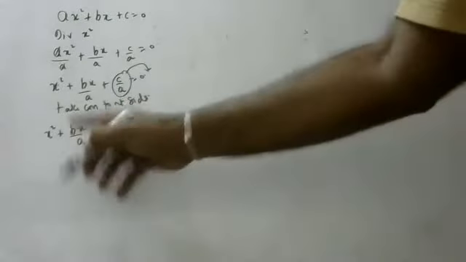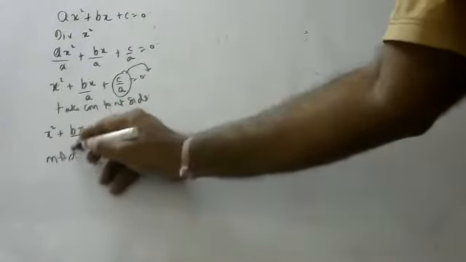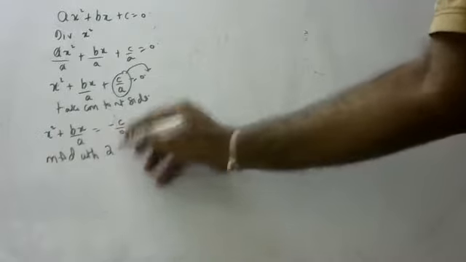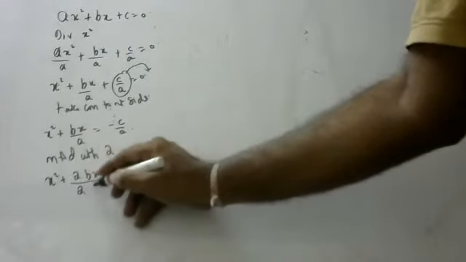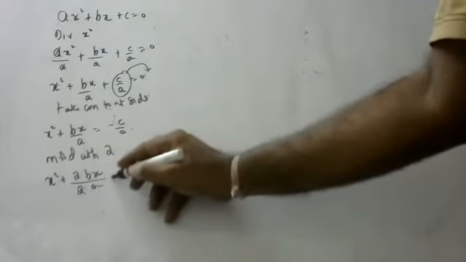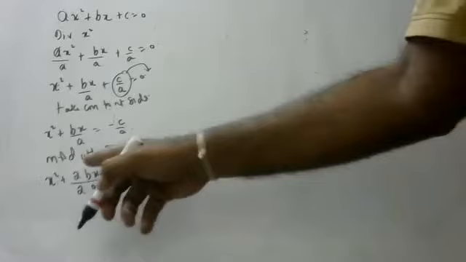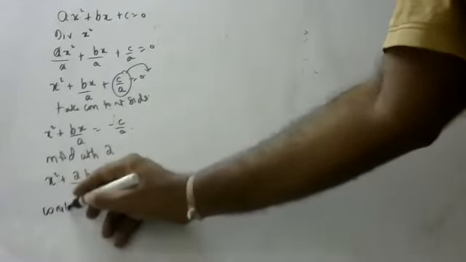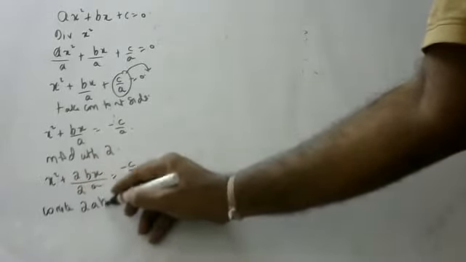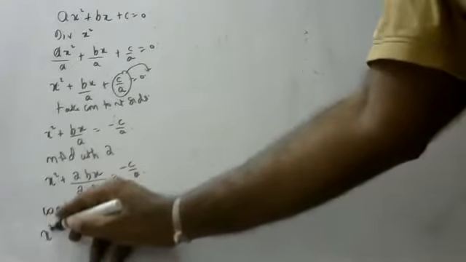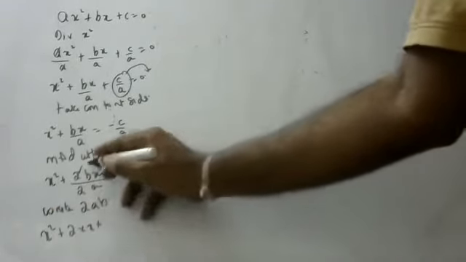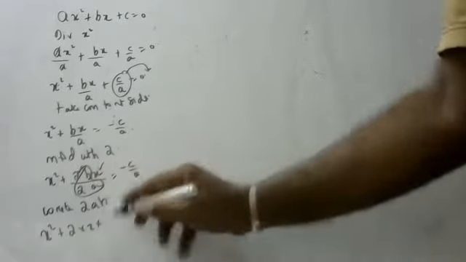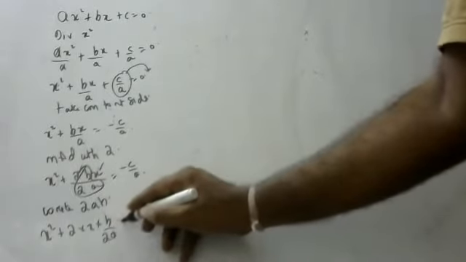Now multiply and divide the middle term with 2. Multiply and divide the middle term always with 2 only, compulsory. Okay, x square plus 2bx by 2a, multiply and divide with 2, is equal to minus c by a. Now write the middle term in the form of 2ab. When you write the middle term in the form of 2ab, 2 is there, a is always x only, and the leftover term is b. So b by 2a is the leftover term.